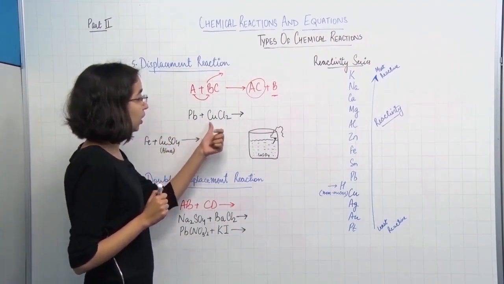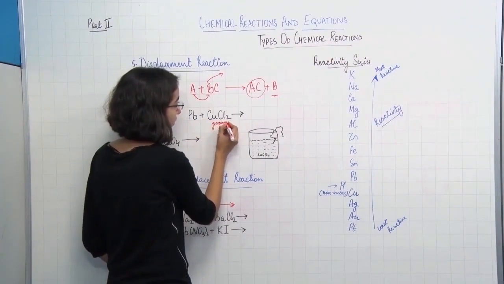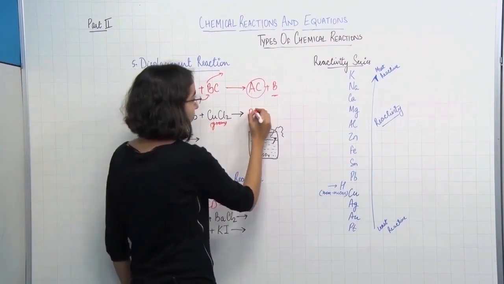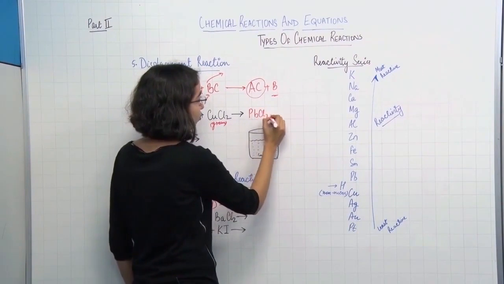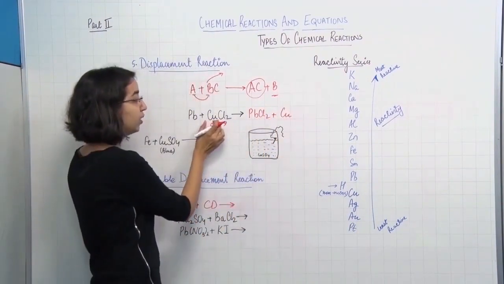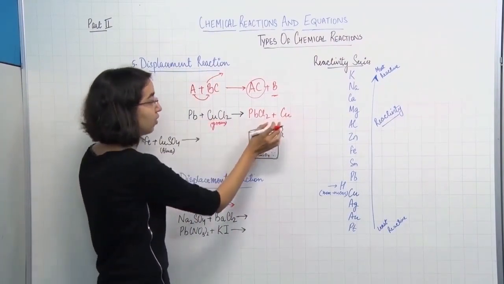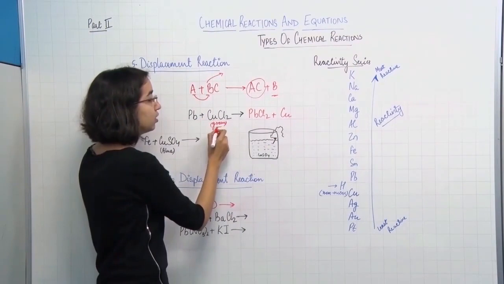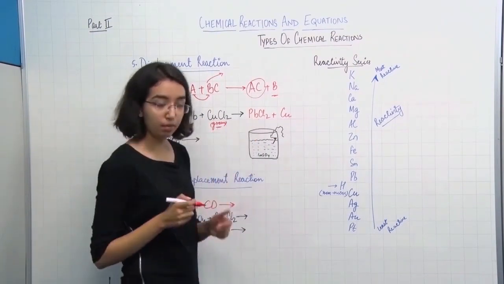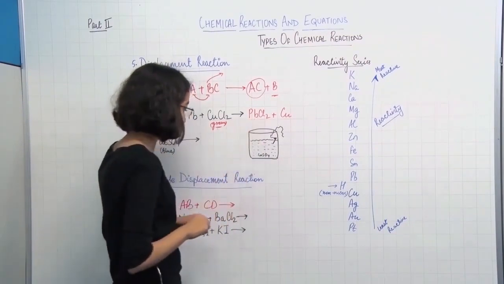If we put lead in copper chloride, which is green in color, then PbCl2 plus Cu is formed. So copper is replaced from its own chloride by lead and it comes out as an element, and the green color is also lost. A new colorless compound is obtained, which is actually lead chloride.